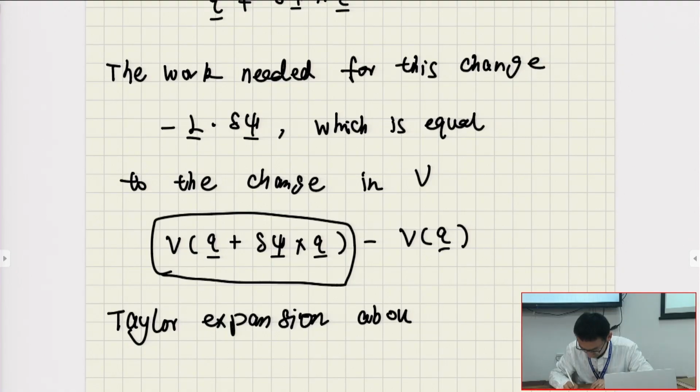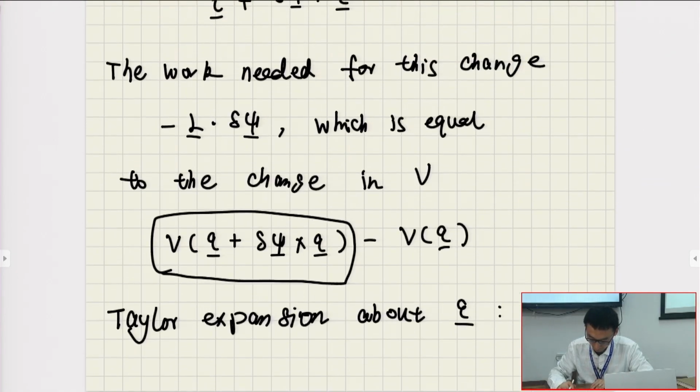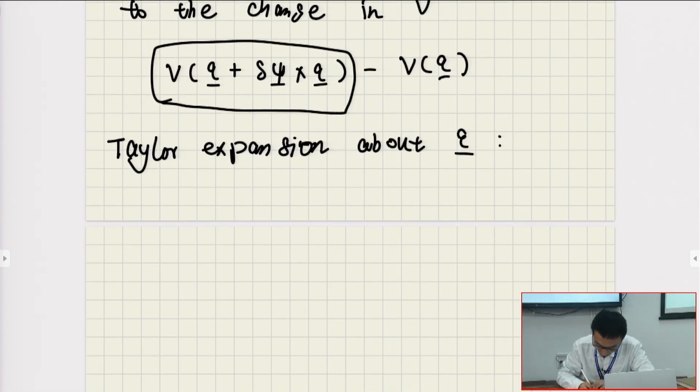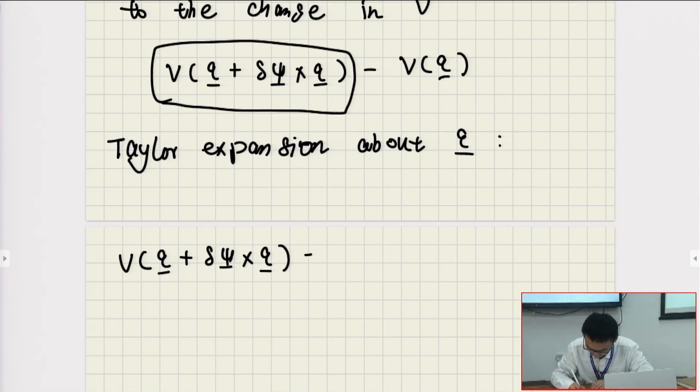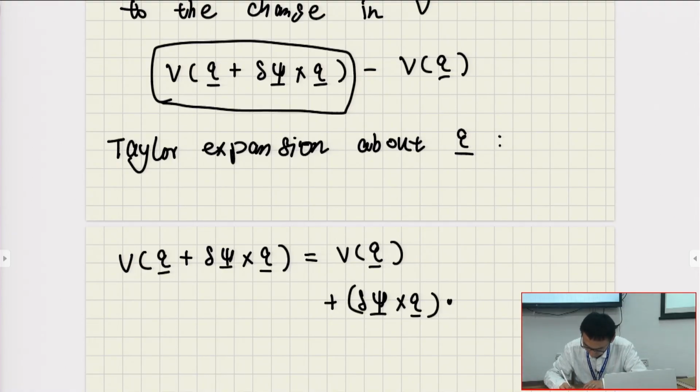About Q. So let's try that. Then what we have is V at Q plus delta psi cross Q. That's equal to V at Q, plus the difference, which would be delta psi cross Q dotted with the derivative of V with respect to the vector Q, right? It's a Taylor expansion, so there are higher order terms, which would be on the order of delta psi squared.